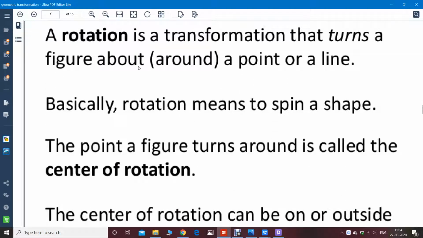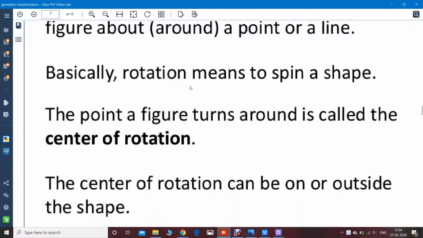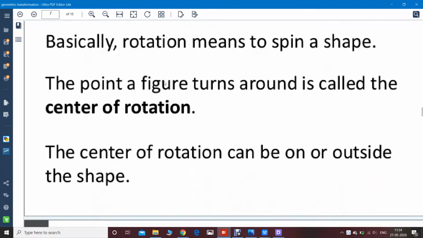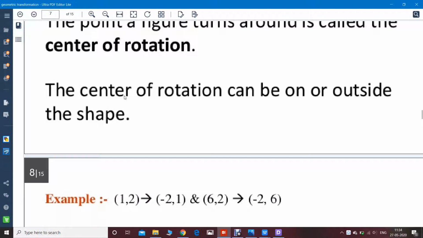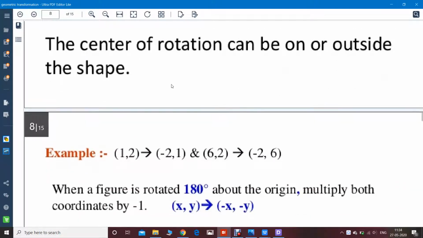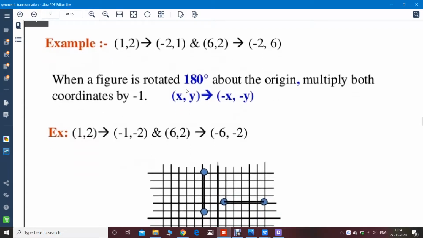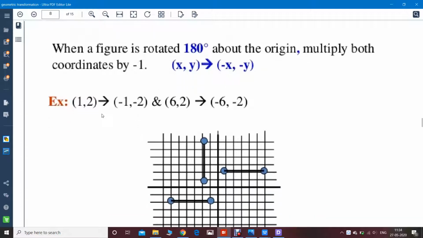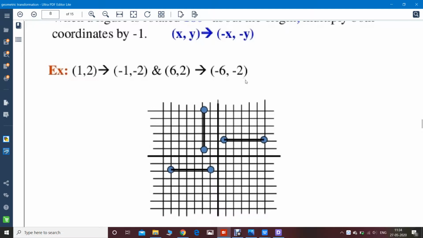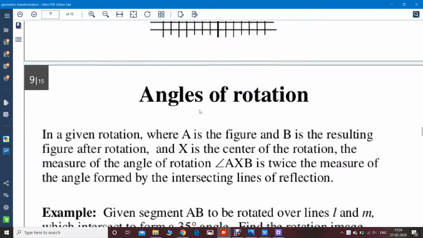transformation that turns a figure around a point or line. Basically, rotation means to spin a shape. The point a figure turns around is called the center of rotation. The center of rotation can be on or outside the shape. For example, 1, 2 goes to minus 2, 1 and 6, 2 goes to minus 2, 6. When a figure is rotated 180 degrees about the origin, multiply both coordinates by minus 1: x, y becomes minus x, minus y. For example, 1, 2 is minus 1, minus 2, and 6, 2 is minus 6, minus 2, as you can see in the image.